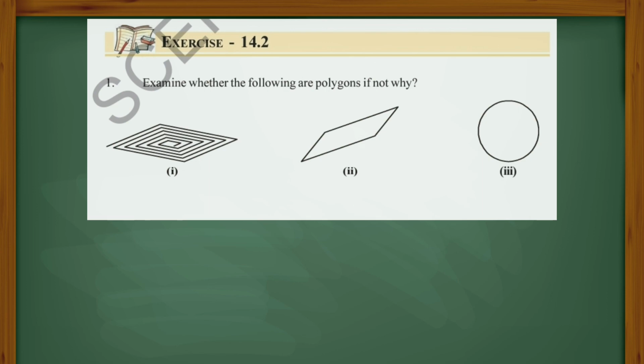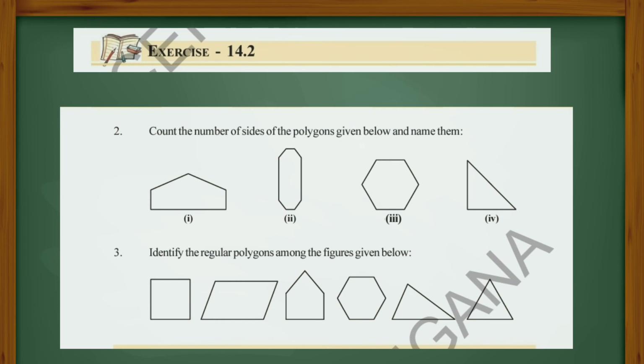Now, come to the second problem. Count the number of sides of the polygons given below and name them. Will you do it, children? Okay, you will do this. Now, come to the third problem. Identify the regular polygons among the figures given below. Children, observe the figures carefully. You can identify very easily. Okay, children, will you do this exercise?